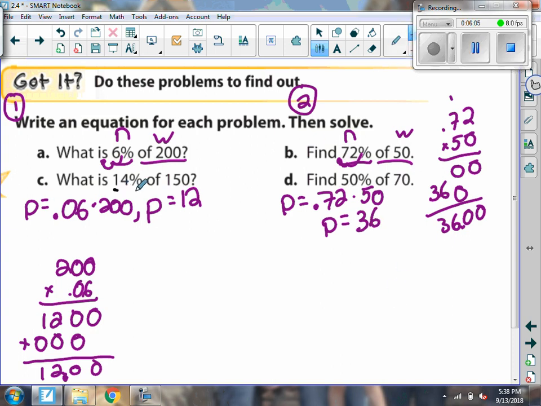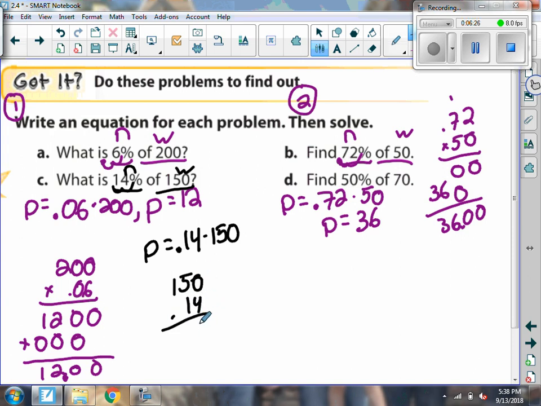Okay, C: my 14 is my N, and my 150 is my W. So my equation is P is equal to 0.14 times 150. Remember, your percent needs to be in decimal form, so you move your decimal 2 places to the left. So I'll multiply 150 times 0.14.